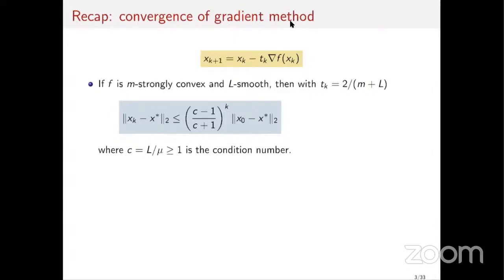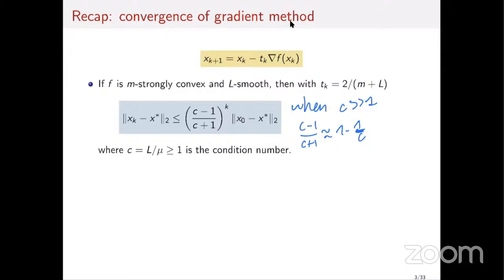Obviously, when c is large, maybe I should have written this yesterday, this c minus 1 divided by c plus 1 is roughly just 1 minus 1 over c. It's useful to have this approximation in mind. So this is really 1 minus 1 over c to the power k.